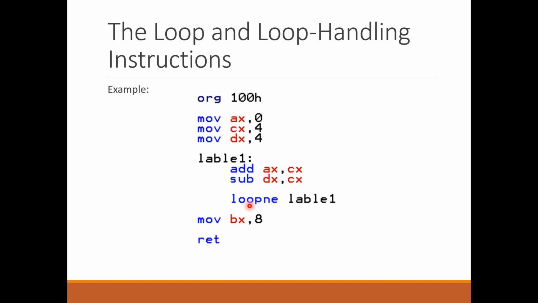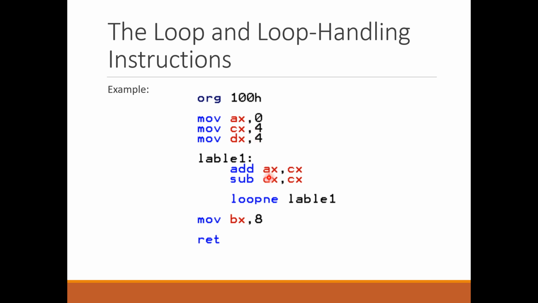And in this example we are evaluating loopne, and this loop repeats itself whenever the value of cx is not 0 and the zero flag is 0. Okay, so our program starts here. We are moving those values into those registers, and it comes to this label. So we are adding ax with the cx, and the result is going to be stored inside ax. So 0 plus 4 is going to be 4.